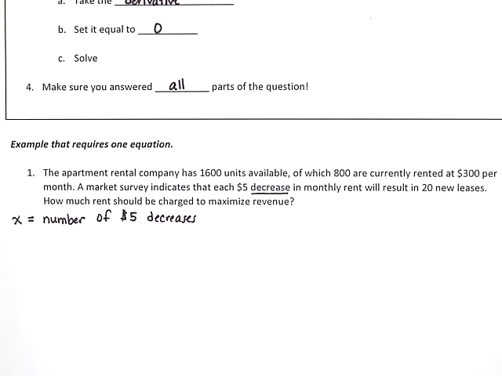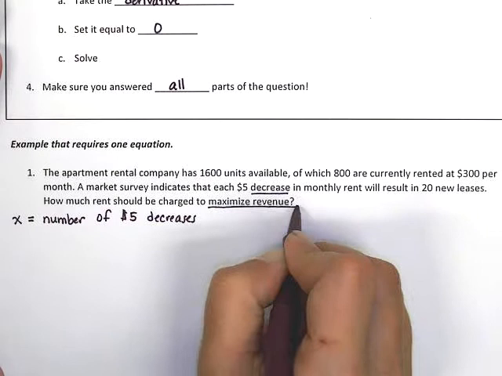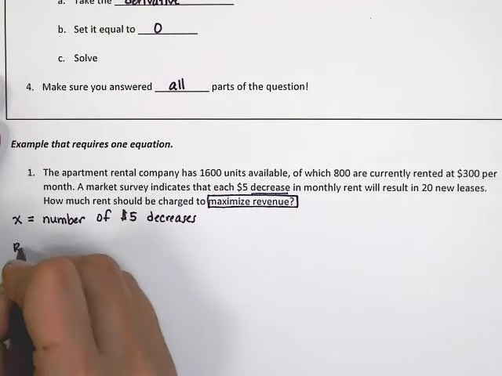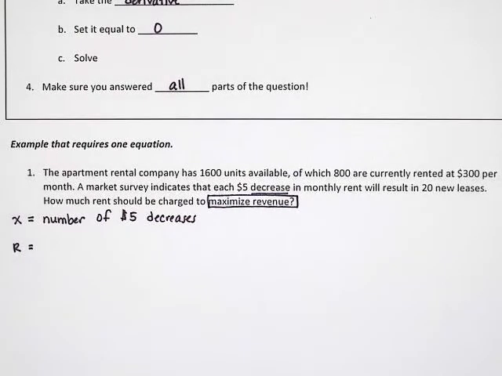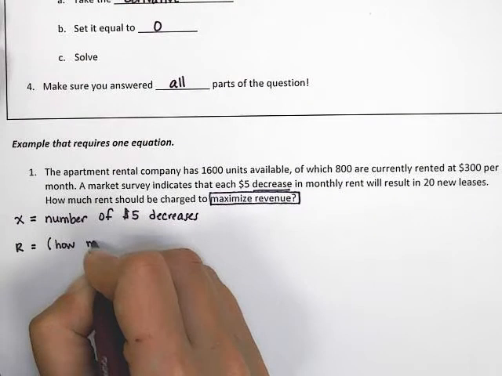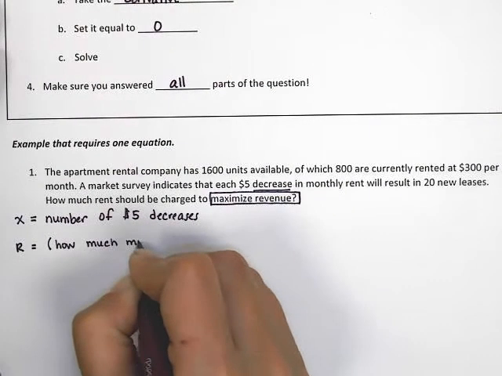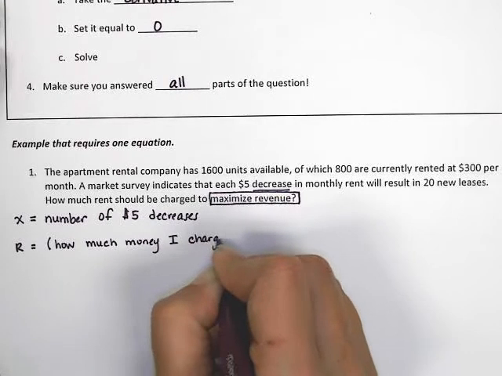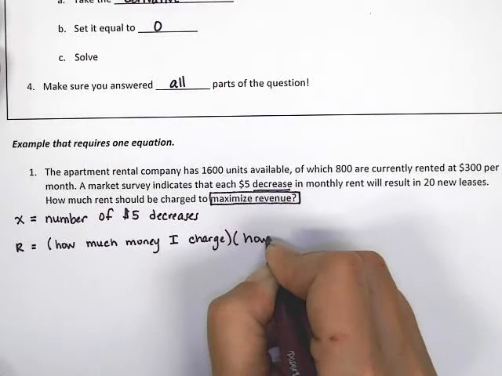Then it says that we want to maximize the revenue. If we want to find the maximum of our revenue, we're going to need an equation for the revenue. I usually start problems like this with sort of words of what I want to fill in. To me, revenue is always how much money I make: how much I charge times how many times I charge it.